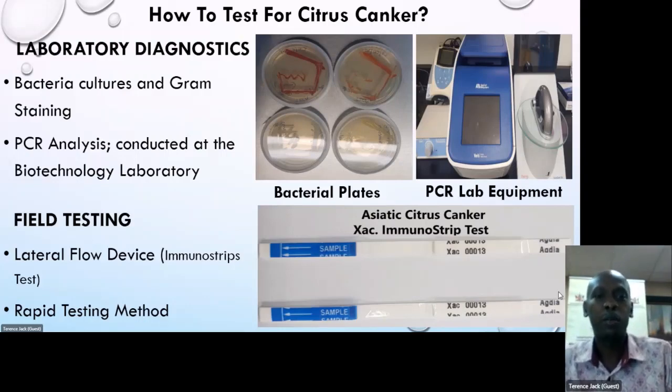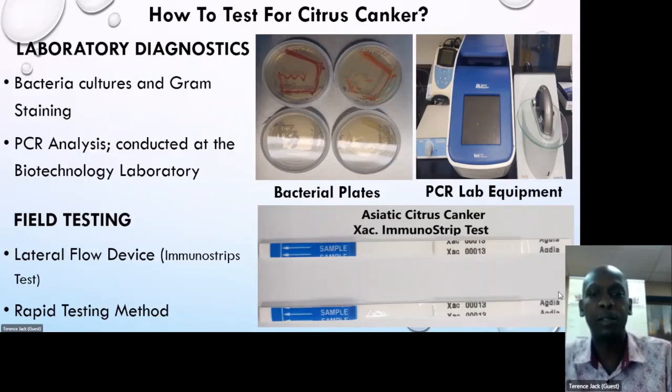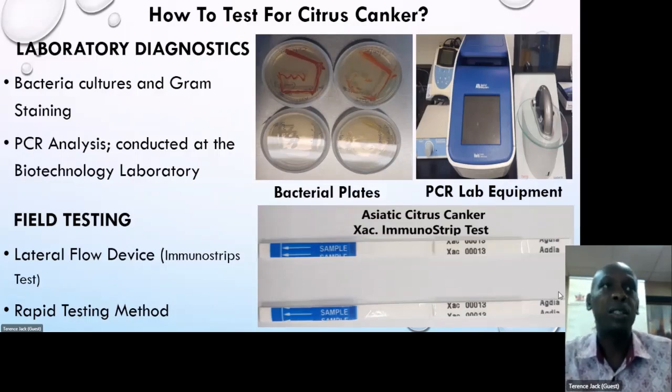Now, you may be wondering, how do we test for citrus canker? Well, we have laboratory processes that we utilize to test for citrus canker in Trinidad and Tobago. Laboratory diagnosis of Asian citrus canker is done through the preparation of cultural bacterial plates. Also, we will engage in gram staining, and this will determine whether the sample that we are examining is gram positive or gram negative. As I mentioned before, Asian citrus canker is a gram negative bacteria.